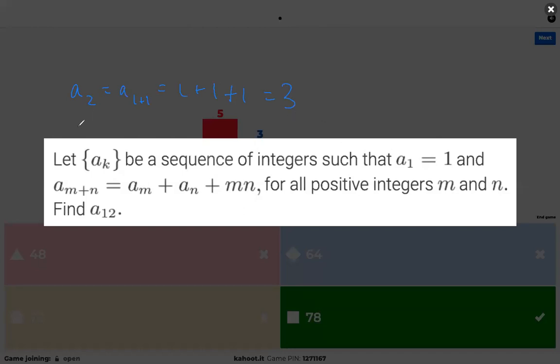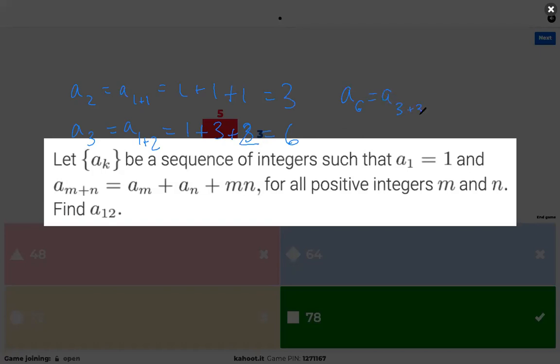Okay, so now let's find A3. And that's 1 plus 2. So A1 is 1. A2 is 3. And then 1 times 3 is 3. So this is... Oh, no, wait, sorry. This is 1 times 2, sorry. So this is 6. Okay, and then let's find A6 now.